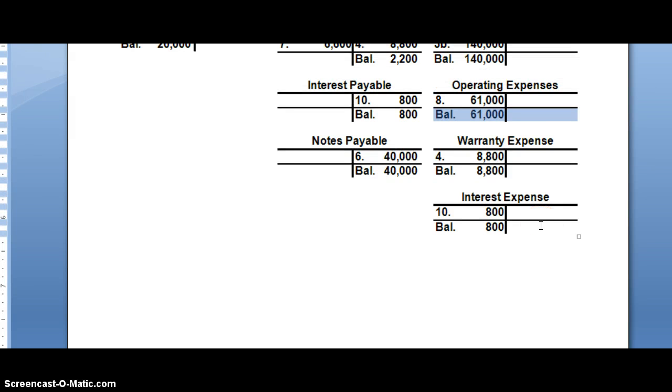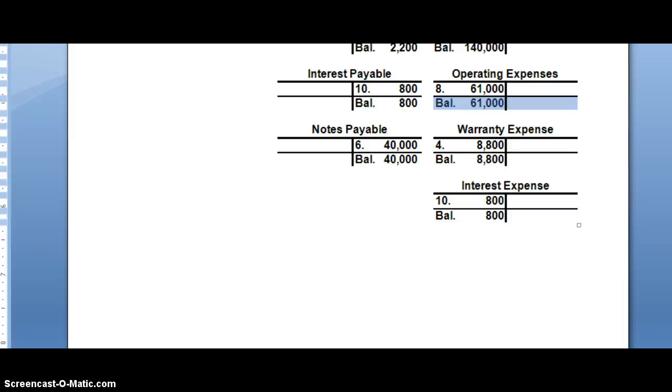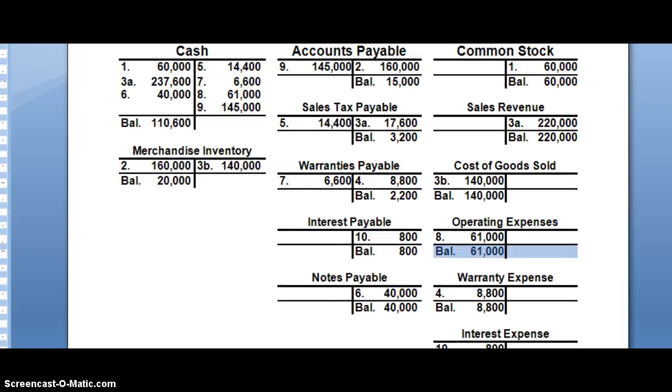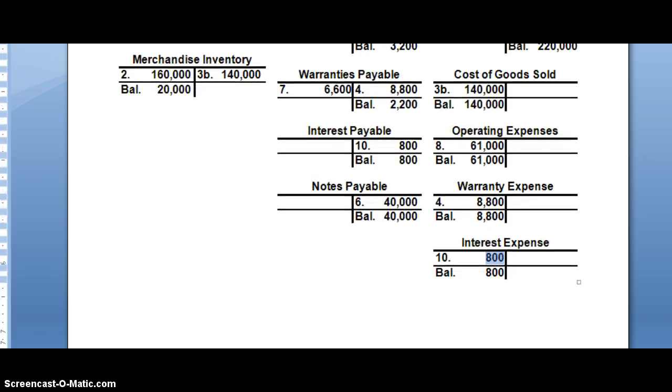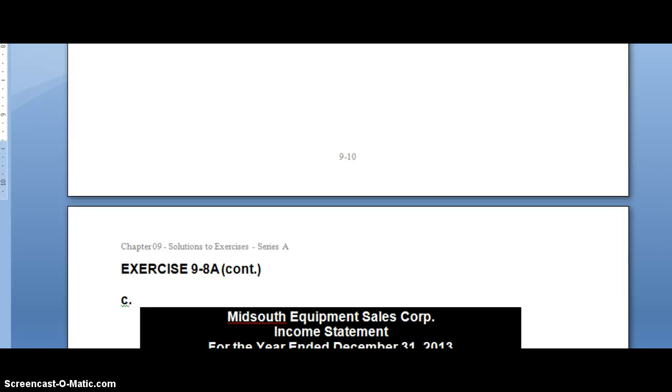That's transaction number 10. Record accrued interest at the end of the year. And if you look at number 10, the corresponding account is going to be interest payable, right here. So here, the interest expense at the end of the year, interest payable right here. So that takes care of the income statement.